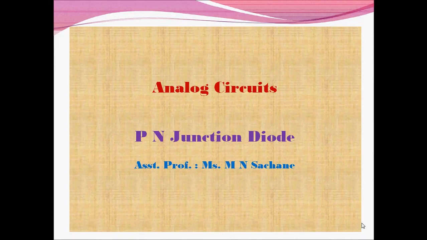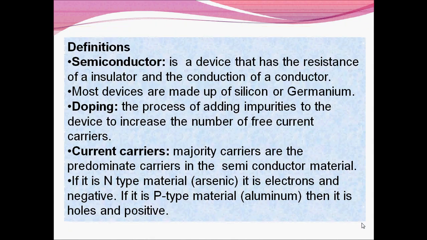Today we are going to see the PN junction diode. Some definitions we need to know here first. Semiconductor. A semiconductor is a device that has the resistance of an insulator and the conduction of a conductor. Most devices are made up of silicon or germanium.